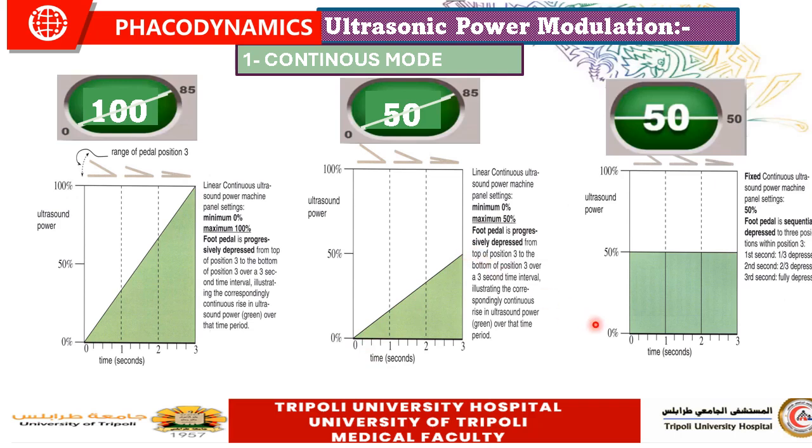Now, the other mode is the panel mode, where the amount of ultrasound from the beginning of position 3 up to the end of position 3 is the same. So if you fix the value at 50%, it will be 50% from the beginning till the end of position 3. This is the meaning of the panel mode. This is the first mode, the continuous ultrasound mode.